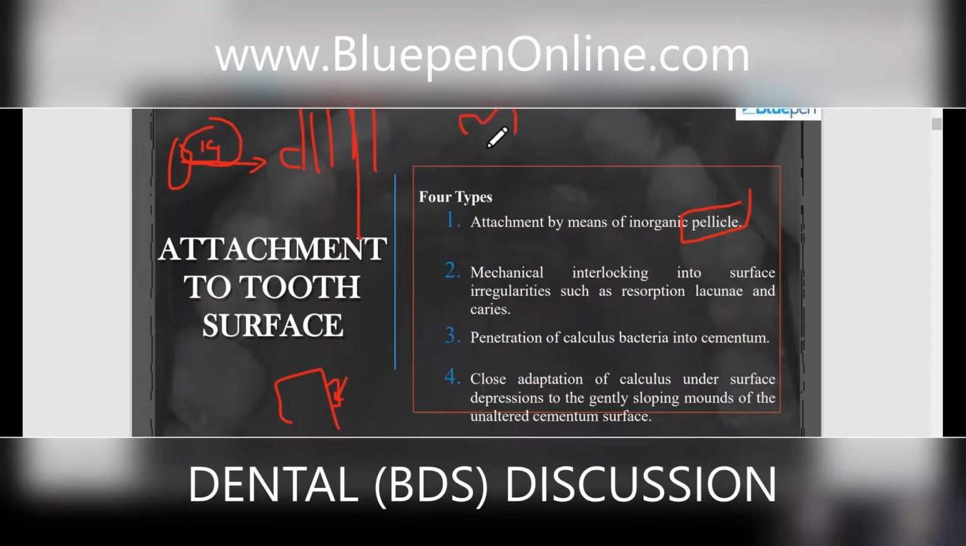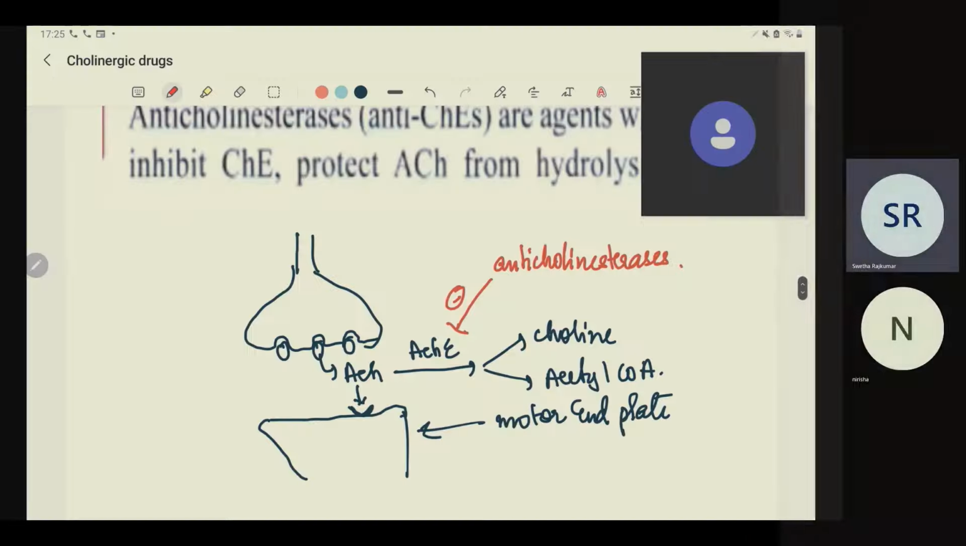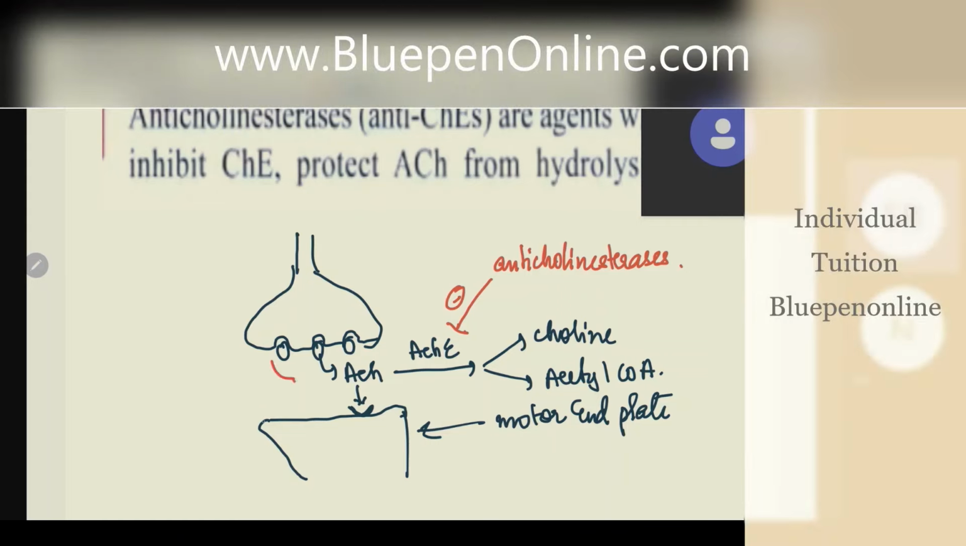If this is said, the acetylcholine released acts on the postganglionic or motor end plate, on the acetylcholine receptor.